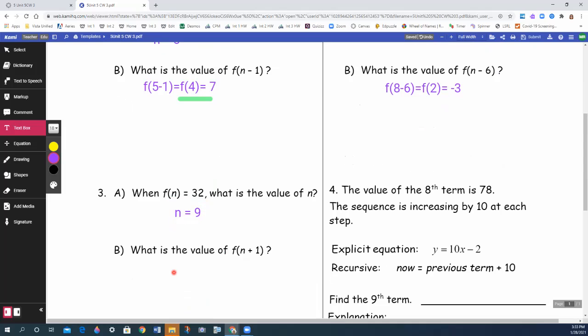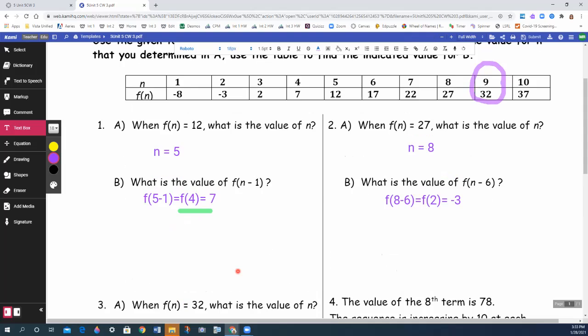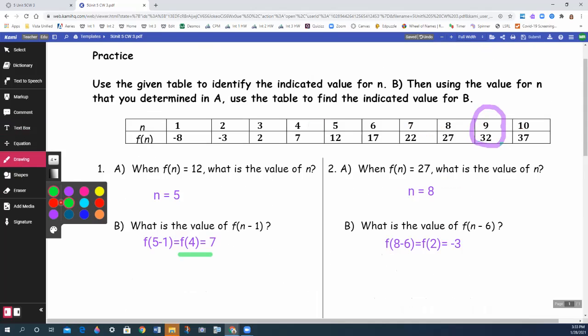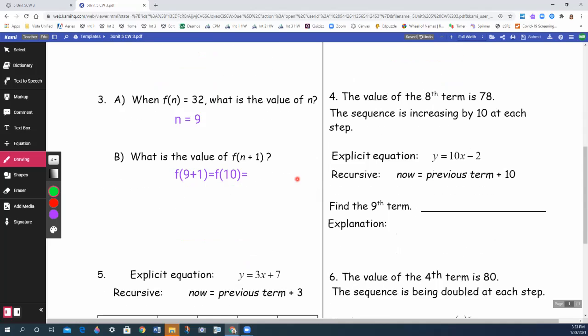Now, what I'm doing here is, again, if I want f of n plus 1 and I know my n is 9, I want 9 plus 1. So I want f of 10. And so it's really saying, what is the 10th term? So again, if I'm looking here, my 10th term is 37. So that's what I'm going to write here.